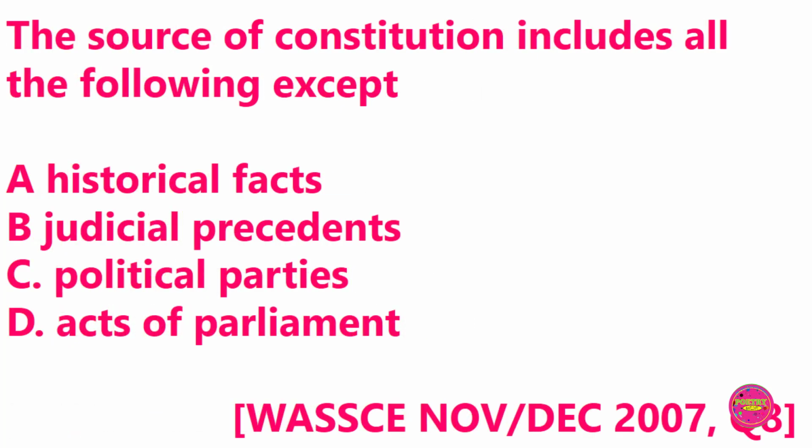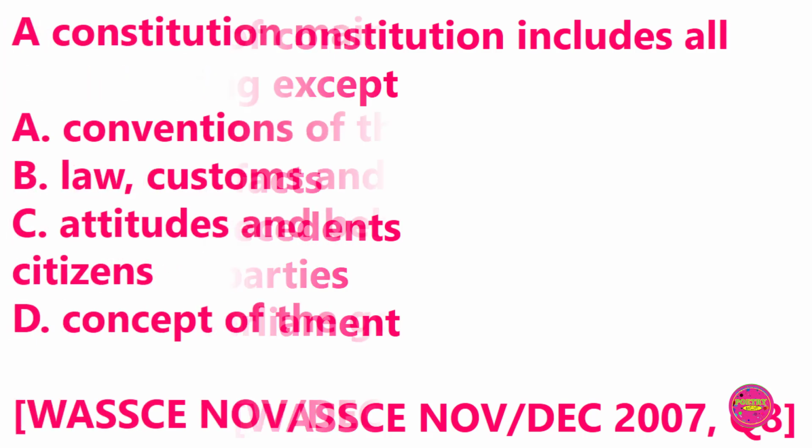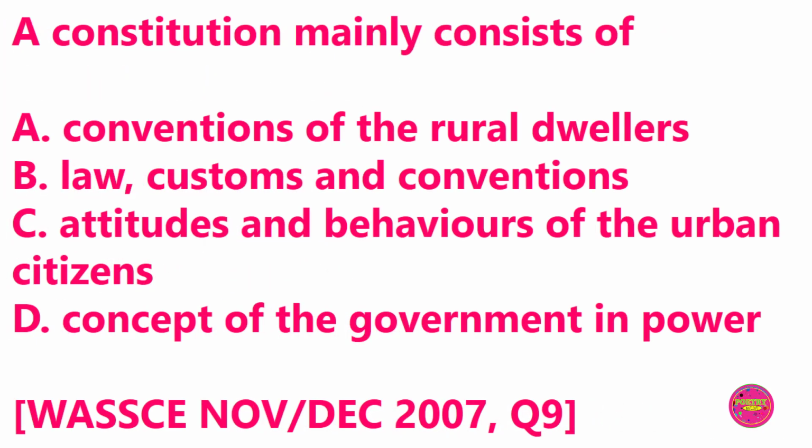The source of constitution includes all the following, except A. Historical facts. B. Judicial precedents. C. Political parties. D. Acts of Parliament. The correct answer to this question is C. Political parties.